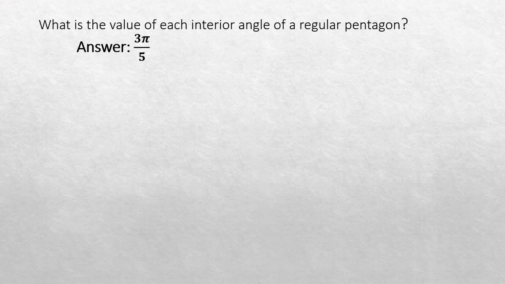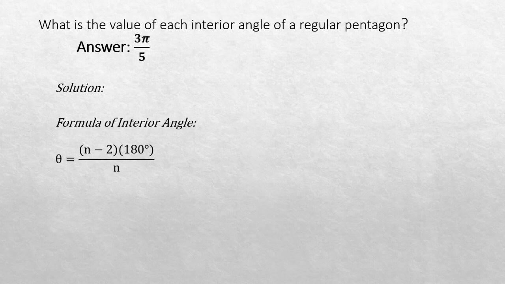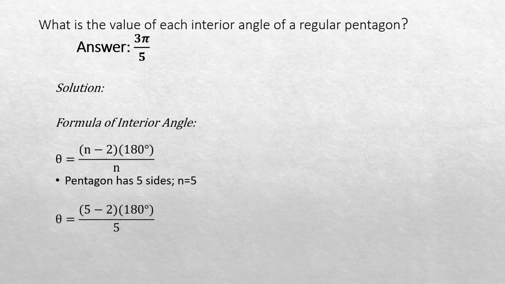a regular pentagon. So pentagon means a polygon that has 5 sides, and regular means that each side has an equal measurement. So the solution for this is first getting the formula of an interior angle. So the formula of interior angle is theta equals n minus 2 times 180 degrees over n. So n here signifies the sides of a polygon. So since a pentagon has 5 sides, we will now have the value of n, which is equal to 5. So substitute the given value and we will get the theta, which is 108 degrees.